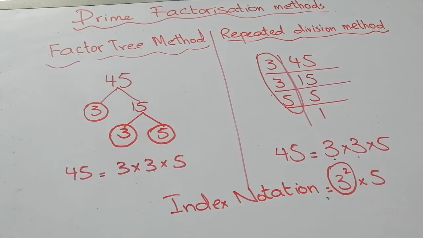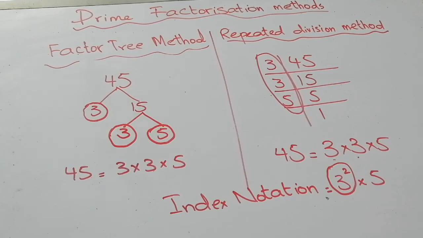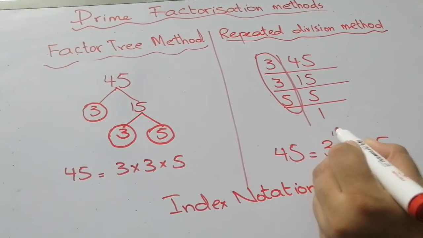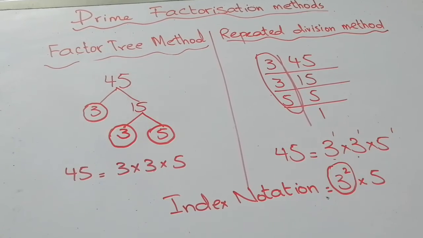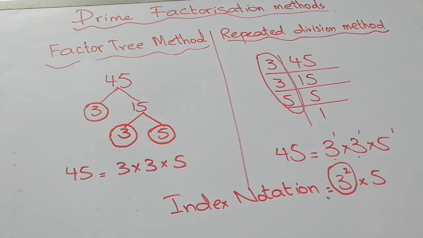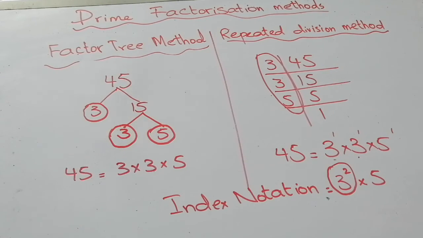If the base is the same, you can add the powers. Here the power of all the numbers is 1. That's why we can write 3 to the power 2, or 3 squared, and because 5 is coming only one time, it will remain 5 to the power 1. This is called index notation.